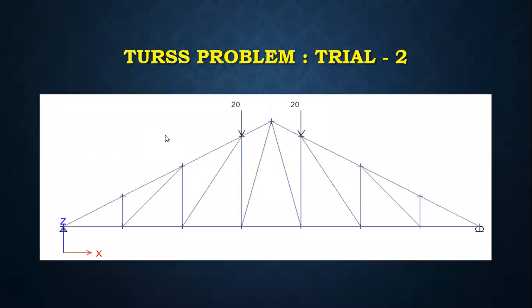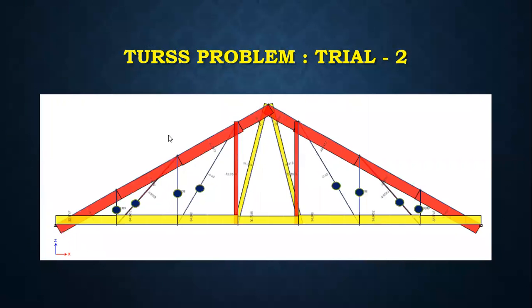So let us take the second trial where the 20 kilonewton load is acting at 2 points, or two joints, as shown in the figure. So what has happened here? The 20 kilonewton force is applied at these two locations as we see here, so this one and this one.